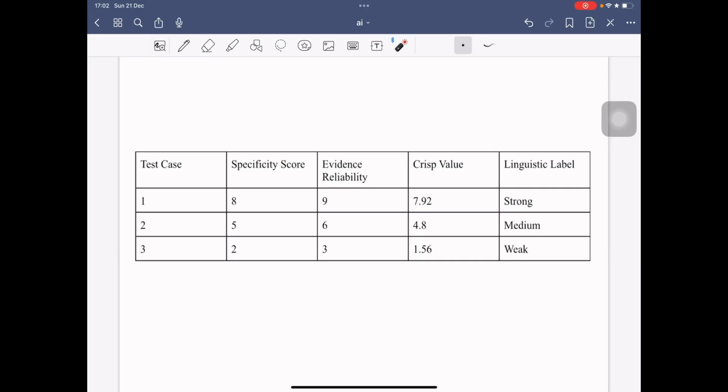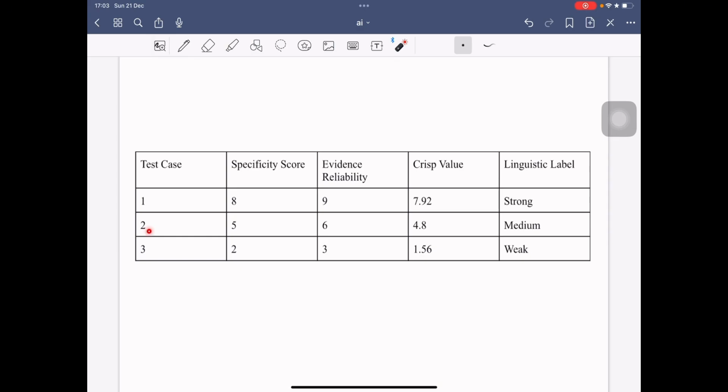For the interpretation, domain, and justification part, I will start with the first test case. As you can see here, the specificity score is 8 and the evidence reliability is 9, which means both inputs are high. So because of that, the system produced a crisp value of around 7.92, which indicates strong confidence. In a cyber-related decision system, this means the evidence is clear and reliable, so the system can support taking action with a lower risk of making a wrong decision.